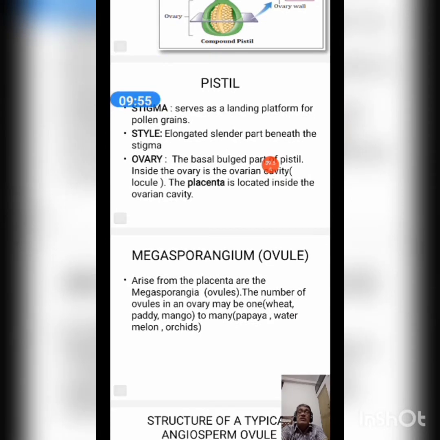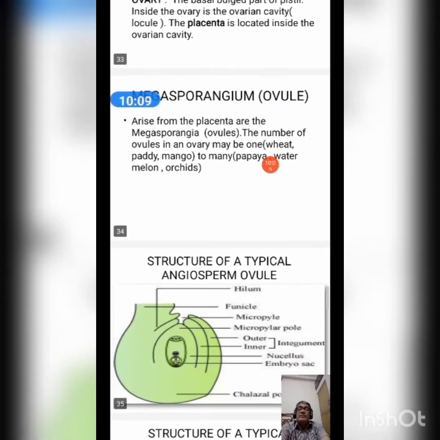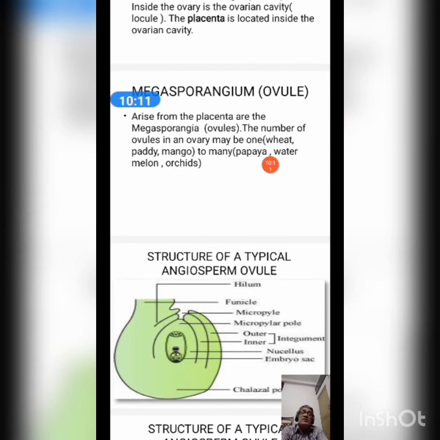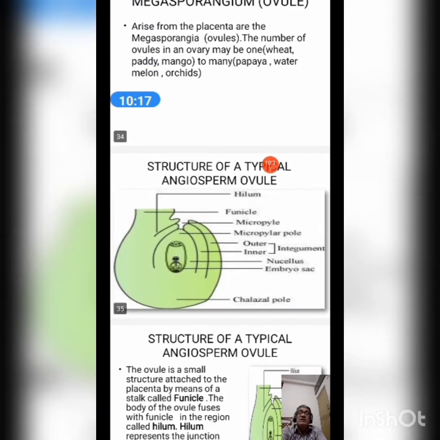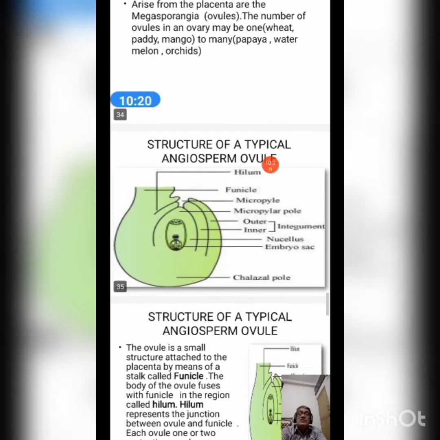Next, we are talking about the megasporangium, that is the ovule. Arising from the placenta are the megasporangia. The number of ovules in an ovary may be one, wheat, paddy, mango, to many, the papaya, watermelon, orchids. So, the structure of a typical angiosperm ovule is displayed here. Let us discuss the structure.